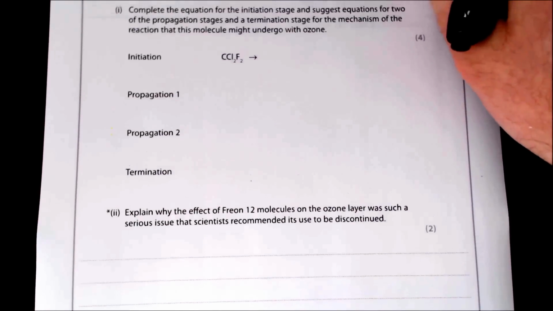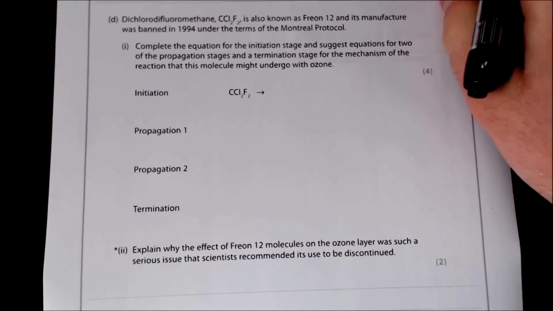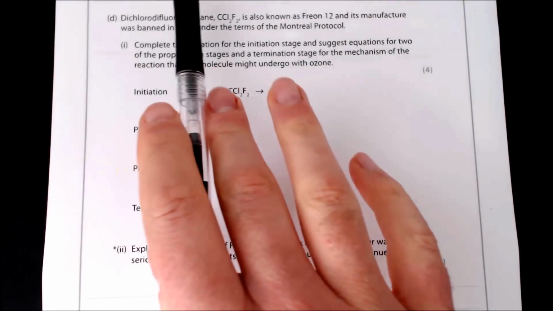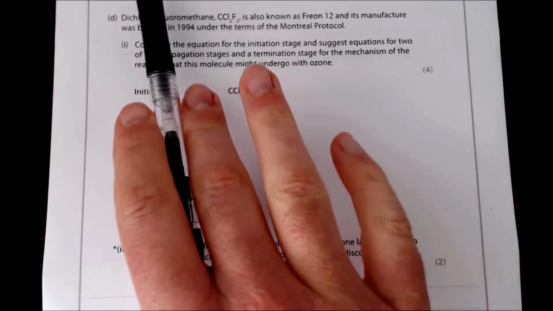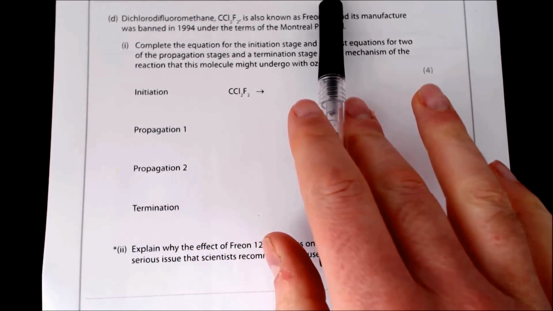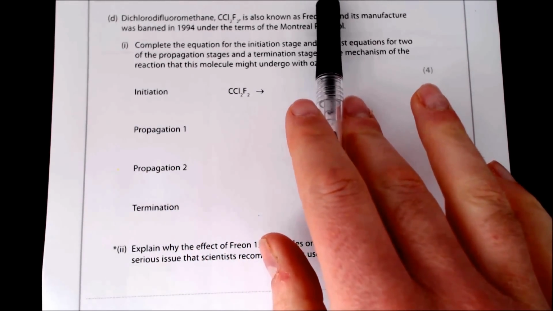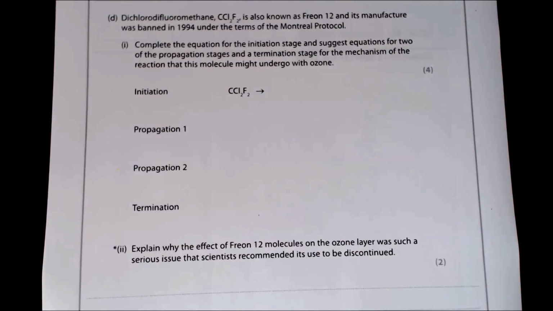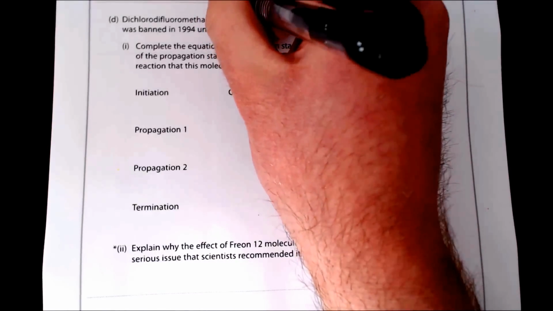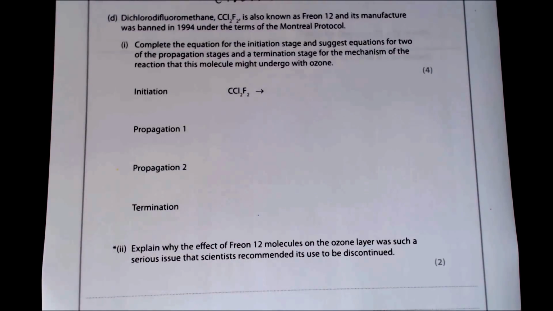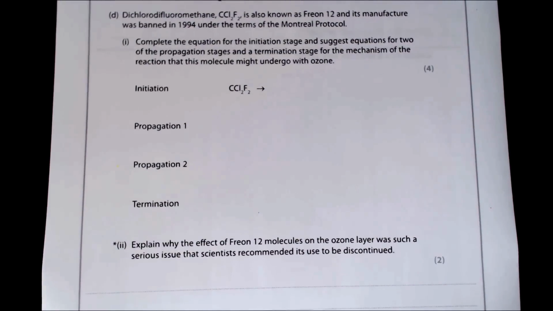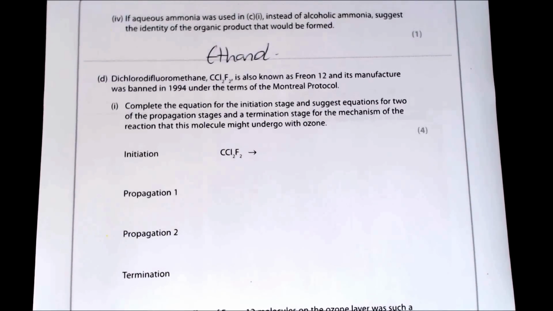Okay, so this is IV. Right, so it says if aqueous ammonia was used in C part 1 instead of alcoholic ammonia, suggest the identity of the organic product that would be formed. Well, what you would get is ethanol that's being produced. So instead of your amine. And then part D, there you go, it says ethanol.